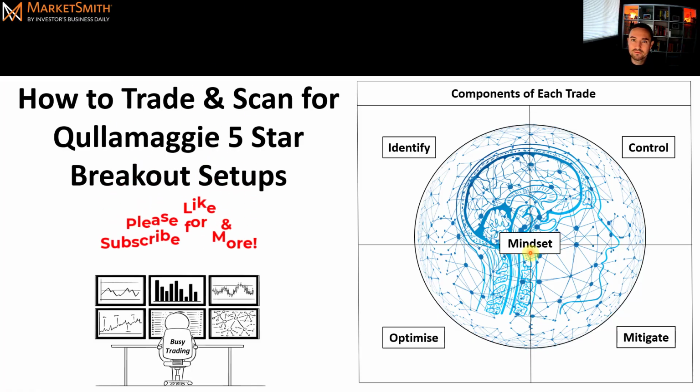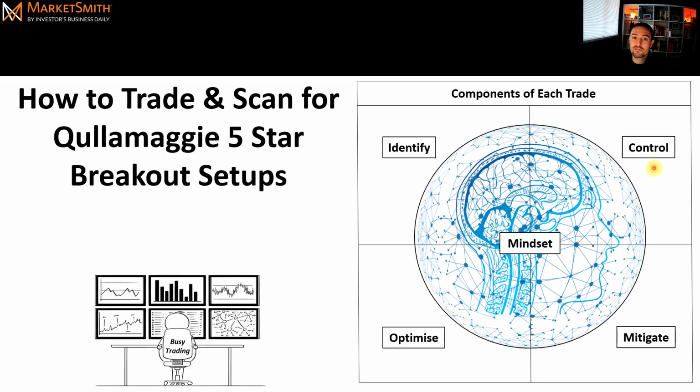Now we're going to come at it from four main areas. Number one, we're going to go into how do you identify these type of 5-star perfect breakout setups? How do you scan for them as well? What is it from a supply and demand perspective that makes these setups so damn strong, and why QULLAMAGGIE refers to them as 5-star setups?